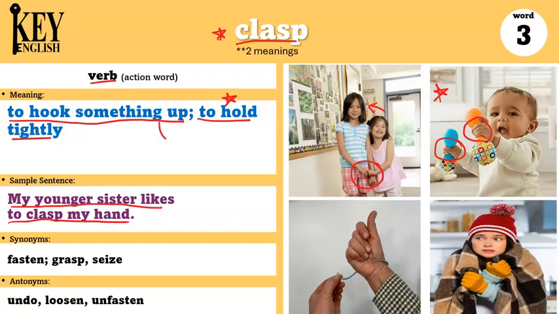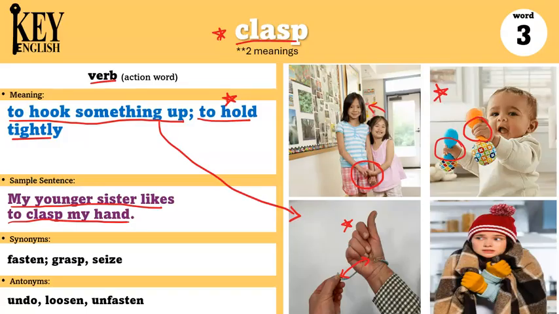We can also use clasp, the verb, when we talk about putting on something, because remember we're hooking the two parts together. So whenever you're putting on a bracelet or a necklace, you can use clasp as a verb. For example, I can say it's difficult to clasp a bracelet on yourself.